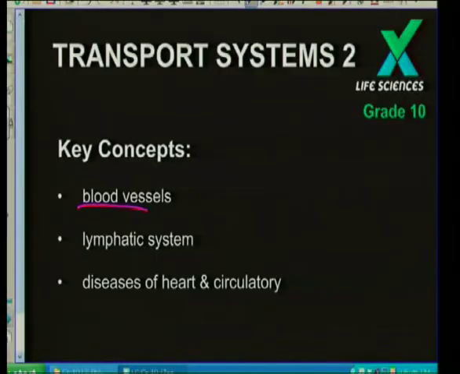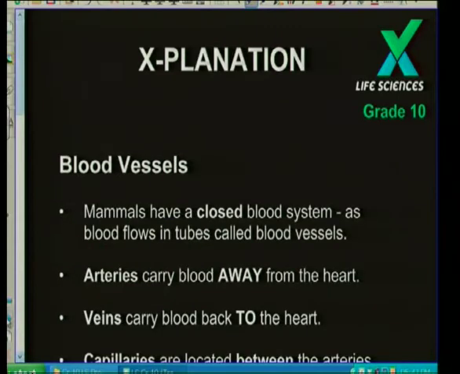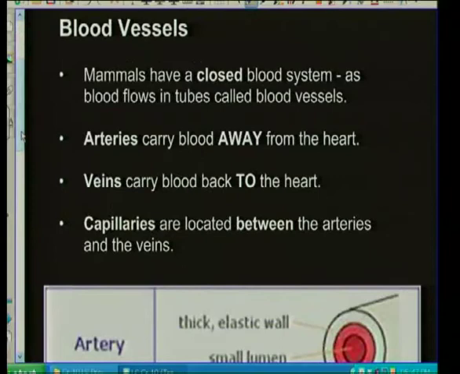We completed the last session, transport systems in humans, and we looked at the heart and how blood circulates through the body. Today we're going to go a little further in this quest of ours through the transport system in our bodies. Today we are focusing mainly on the blood vessels, the lymphatic system, and diseases of the heart and the circulatory system. Let's get right into it.